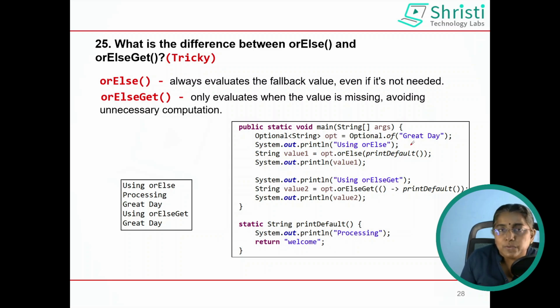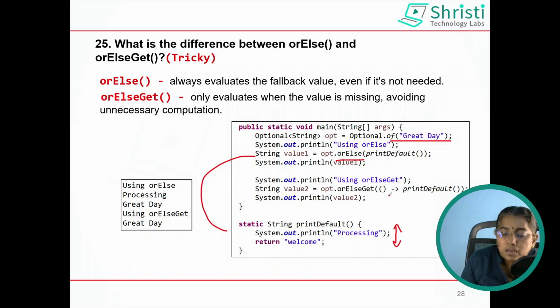The second scenario is, if my Optional is having a value, when I call orElse, I should not have any effect from orElse. But what happens is, because you have given a method, it will automatically enter into the method, print the data in the method, that is perform all the computation within the method, and it will return welcome. That is about orElse.